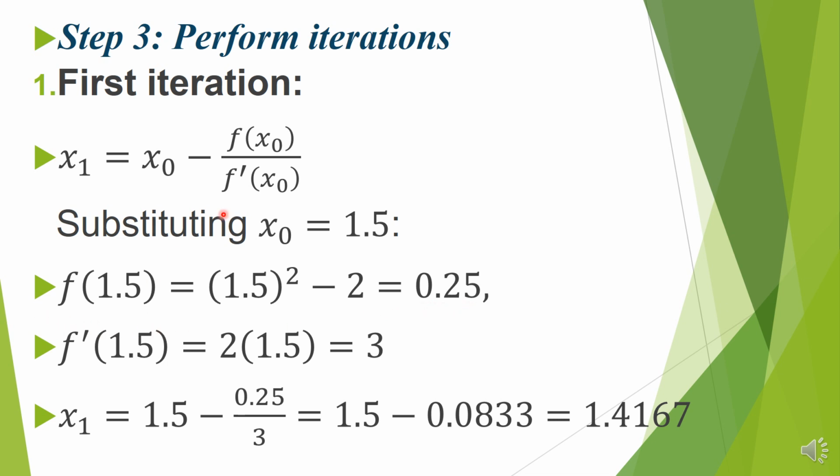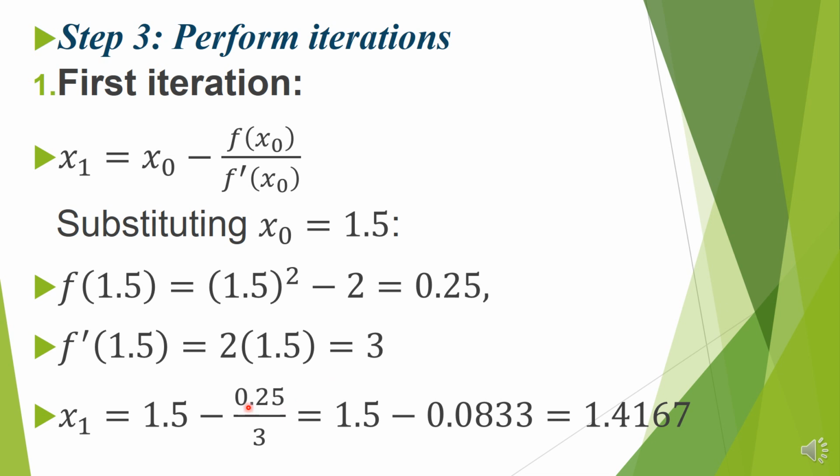After this, we find f dash x naught. Now for f dash x naught, we put the value 1.5, then we get 3. According to your formula, you can see here x1 equal to x naught. The value of x naught we write 1.5. Minus sign is given. You write here the same f x naught. f x naught equal to 0.25.